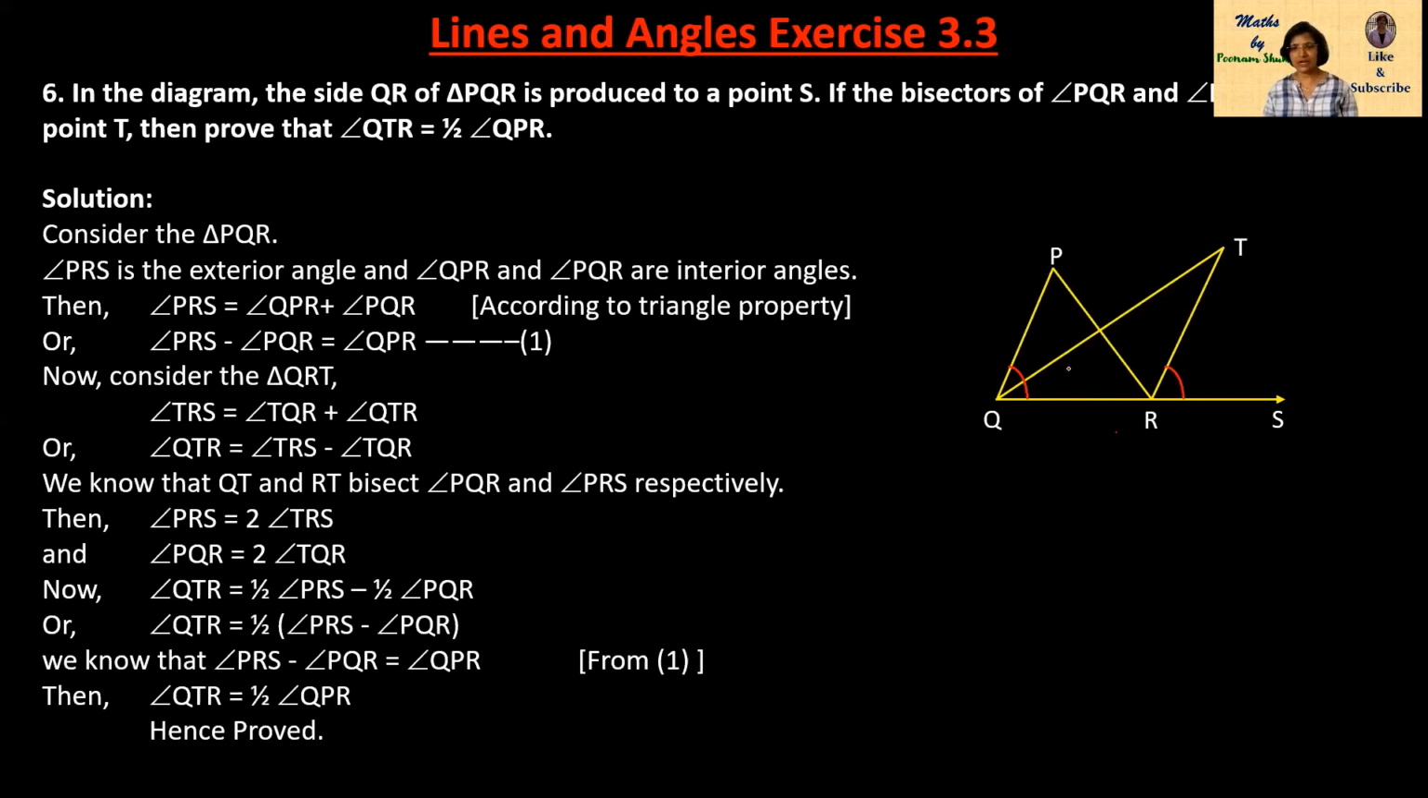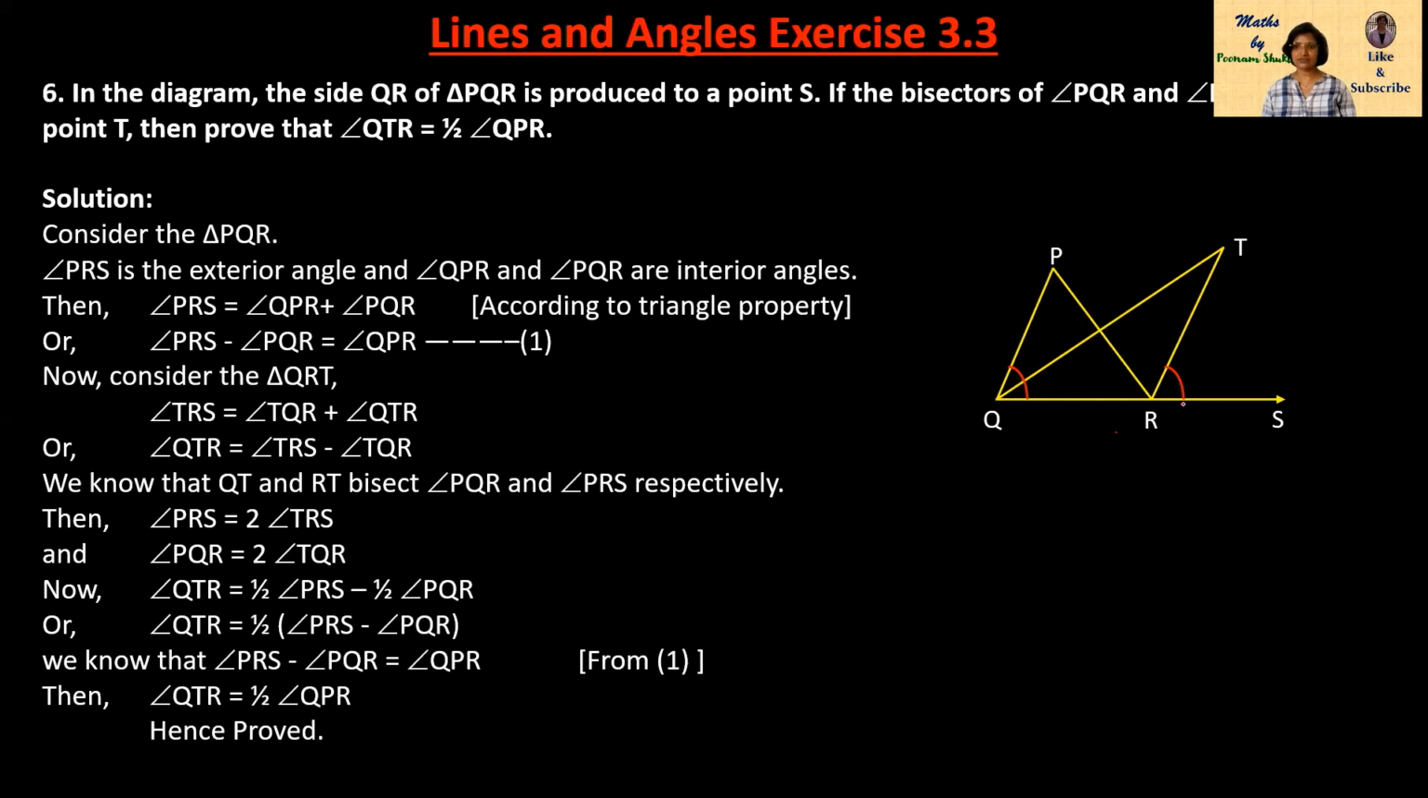So now we have drawn two bisectors. We didn't have drawn. It is given. These are the bisectors. This is given in the question. QT and RT the bisectors, and they are meeting at which point T. So they are making an angle and a triangle QRT. So we have to prove that QTR equals to half of QPR.